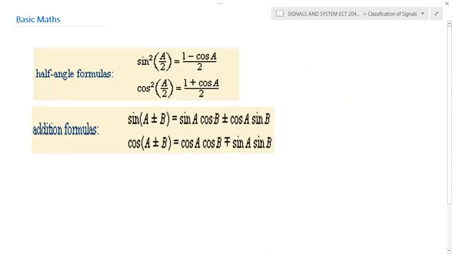You need to remember all the trigonometric formulas, but the most commonly used is the half angle formula, which we will use very frequently in signal systems. That is, sine square of a by 2 is 1 minus cos a by 2.